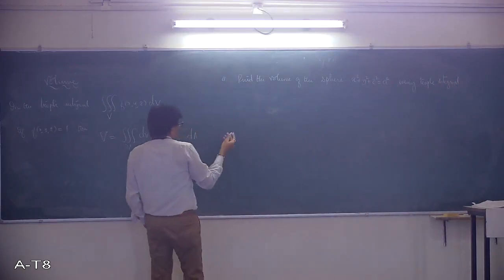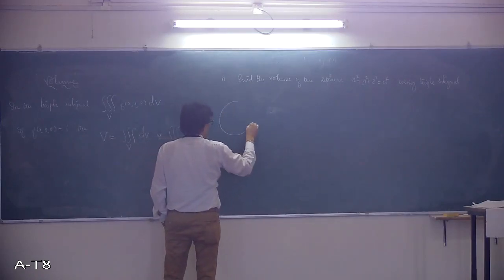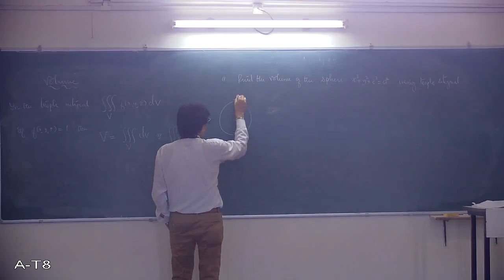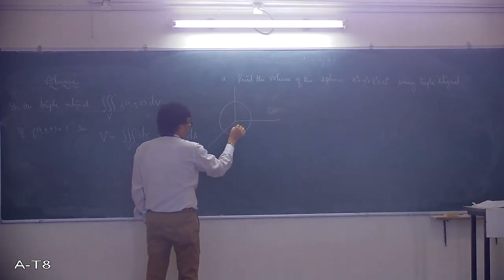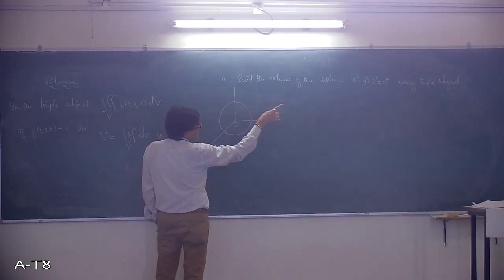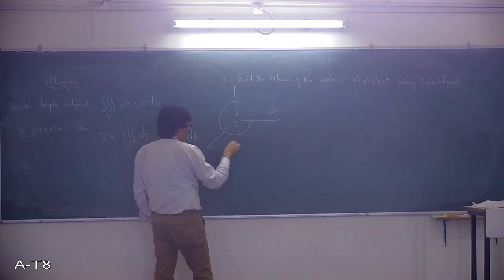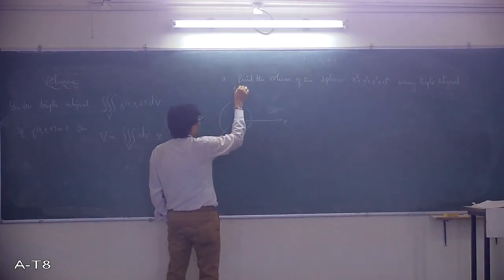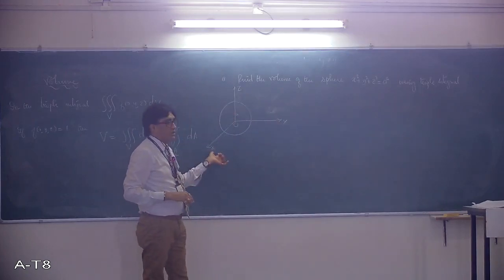Now geometrically, I will draw the figure. This is the center of the sphere and the radius here is a. Where you want to start, you can start and move in the anti-clockwise direction. If x is taken here, y is here, z is here.